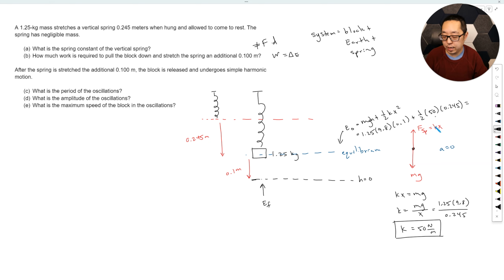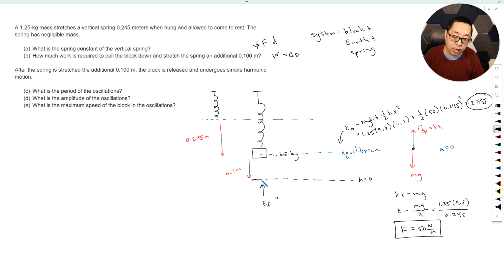So that would give us how much energy we're going to have at this point. 1.25 times 9.8 times 0.1 plus 0.5 times 50 times 0.245, and I need to put that squared. So I'm going to start with 2.73 joules. Okay? Now, how much energy do we have here?